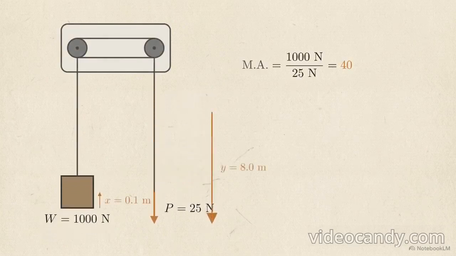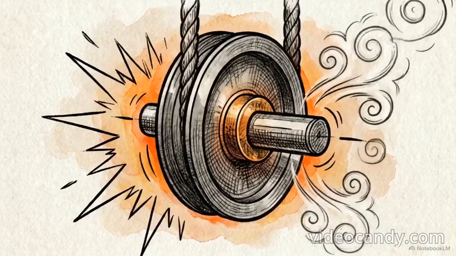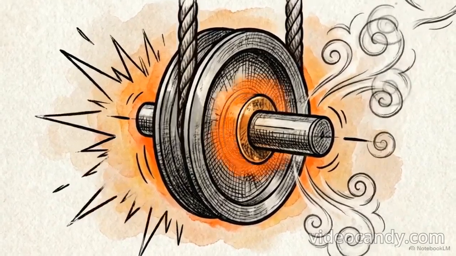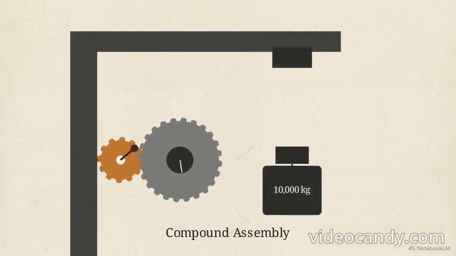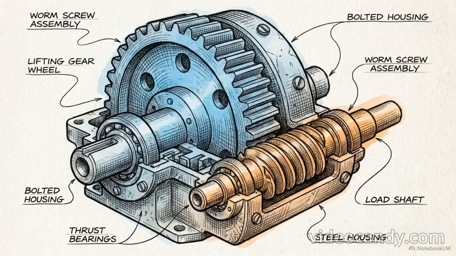In this scenario, lifting a 1,000 Newton weight with 25 newtons of effort yields a mechanical advantage of 40. However, moving the load 0.1 meters requires pulling the rope 8 meters, giving a velocity ratio of 80. Dividing mechanical advantage by velocity ratio reveals a mechanical efficiency of 50%. While the machine successfully lifted the weight, half of the operator's total input work was lost to the internal friction of the system.